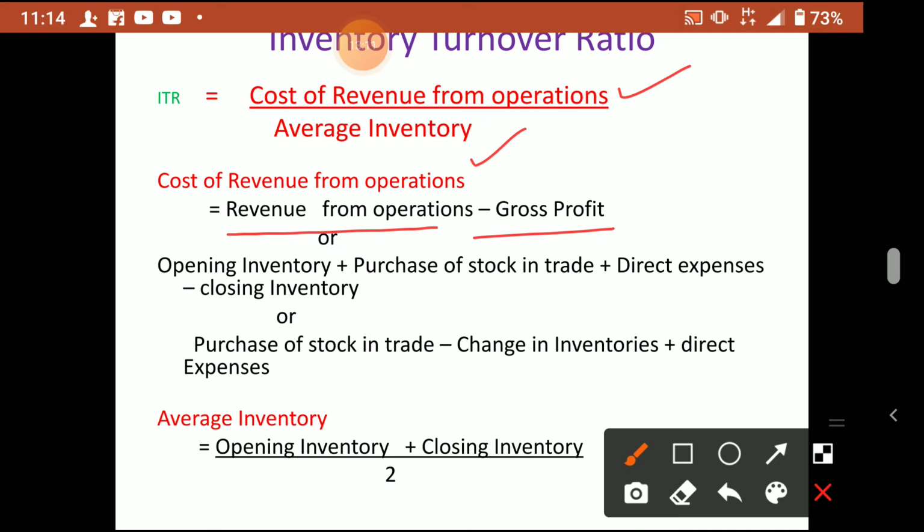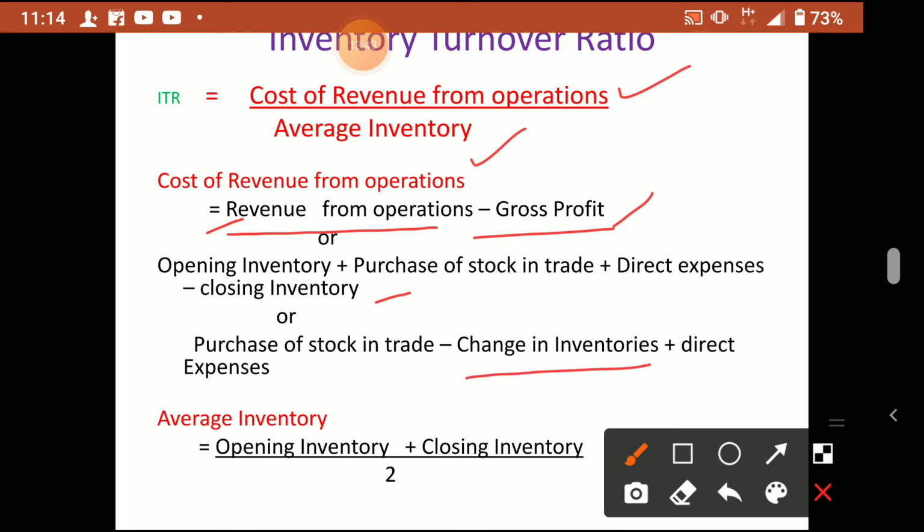Or you can use the other equation, if these two items are not there. Opening inventory plus purchase of stock in trade plus direct expenses minus closing inventory. We studied this equation last year also: opening stock plus purchases plus direct expenses minus closing stock. Instead of stock you have to use inventory. Otherwise, sometimes they give change in inventories.